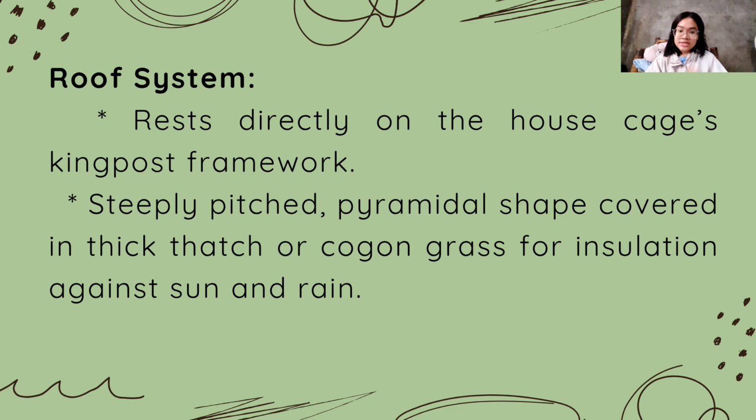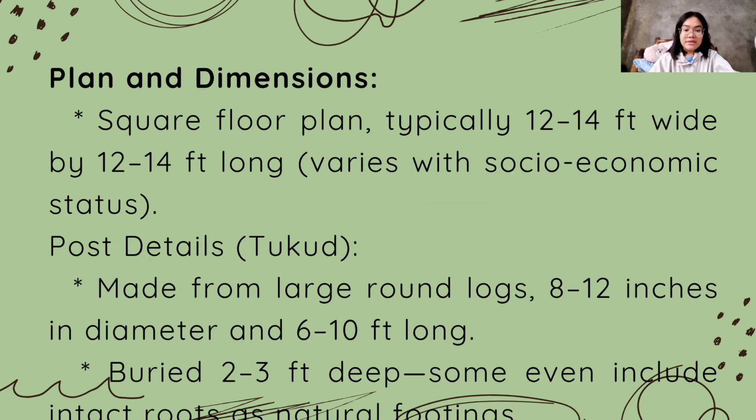So its roof system rests directly on the house cage king post framework. It is steeply pitched in a pyramidal shape, covered in thick thatch of cogon grass for insulation against the sun and the rain. Next is its plan and dimensions. With a square floor plan, it is typically 12 to 14 feet wide by 12 to 14 feet long. However, this varies with socioeconomic status.